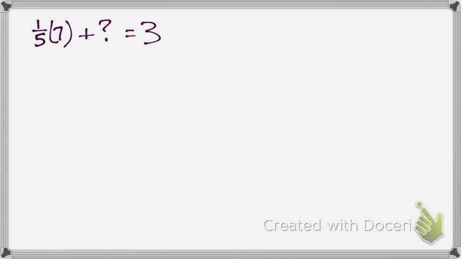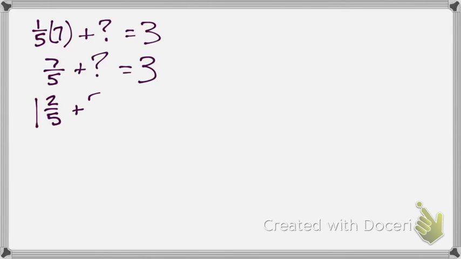A fifth times 7, if you put 7 over 1, that would be 7/5. Sometimes fractions aren't as bad as what we think. 7/5. Let's turn that into a mixed number. There's a whole in there, and then 2 left over. Let's deal with the fractions first.